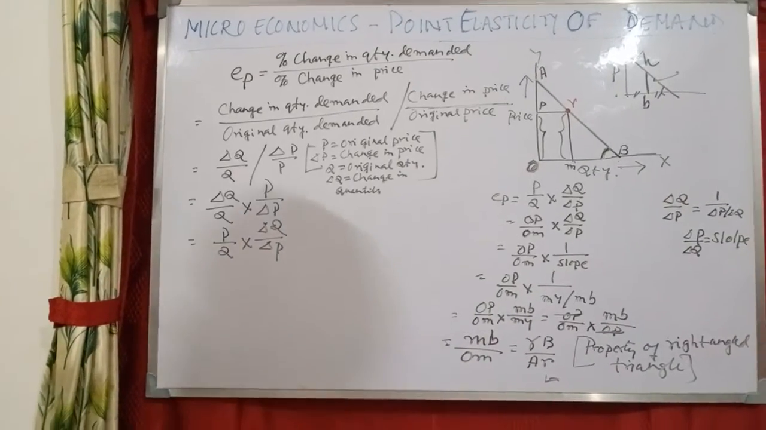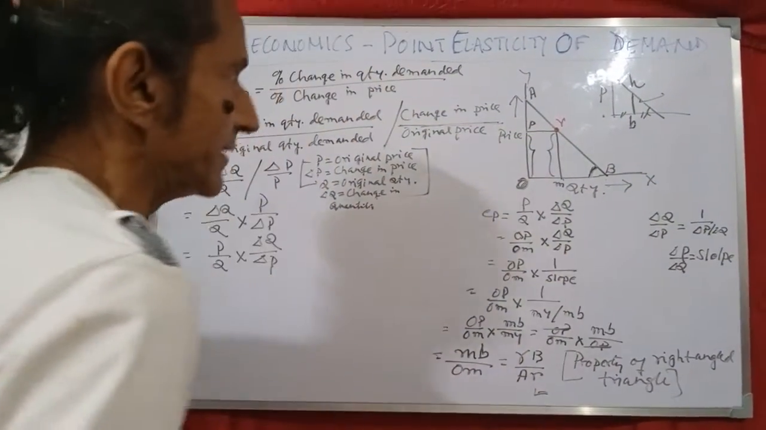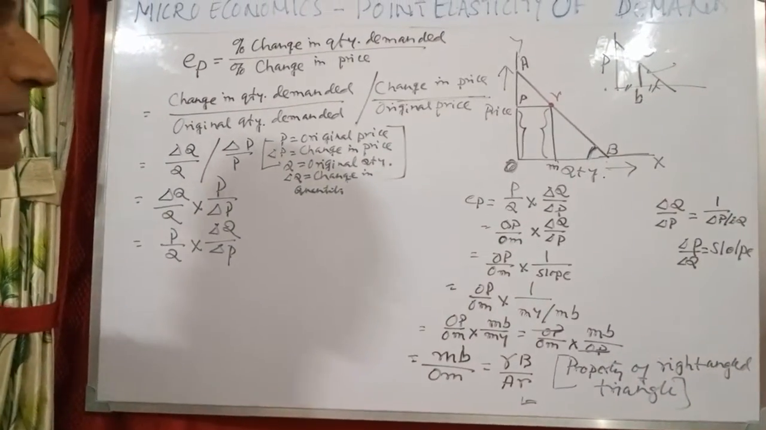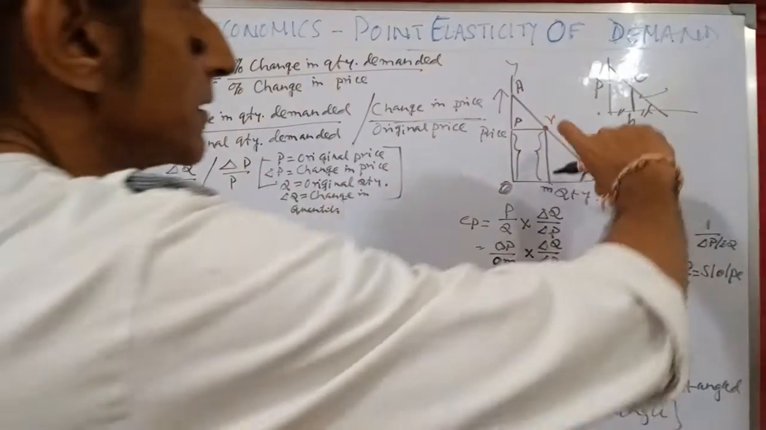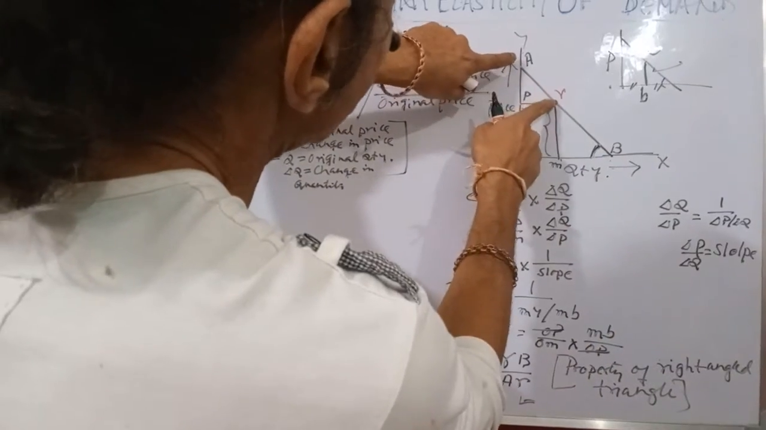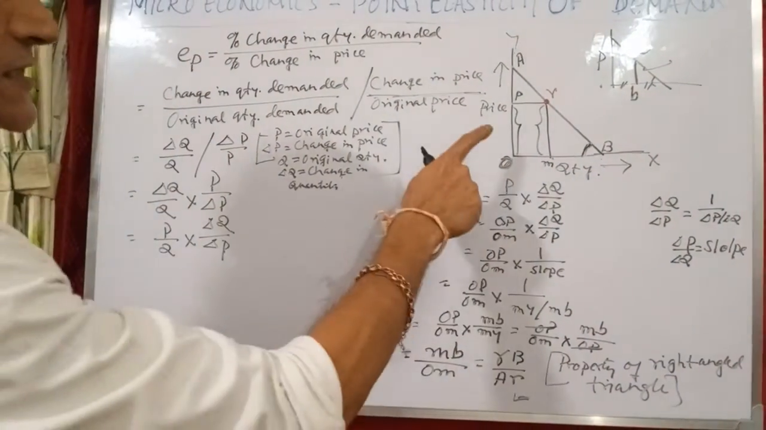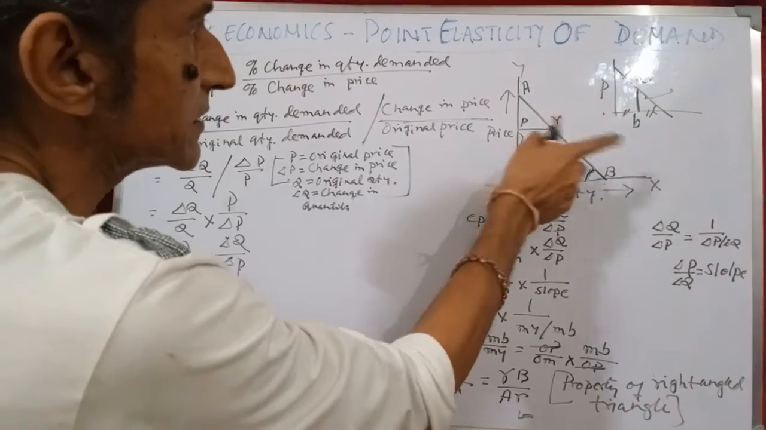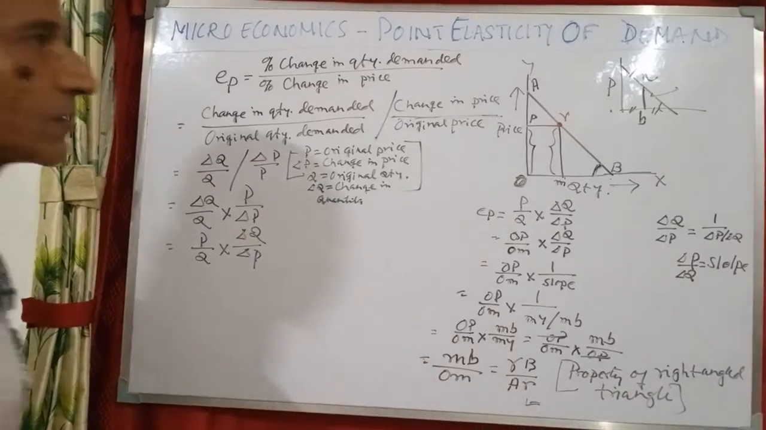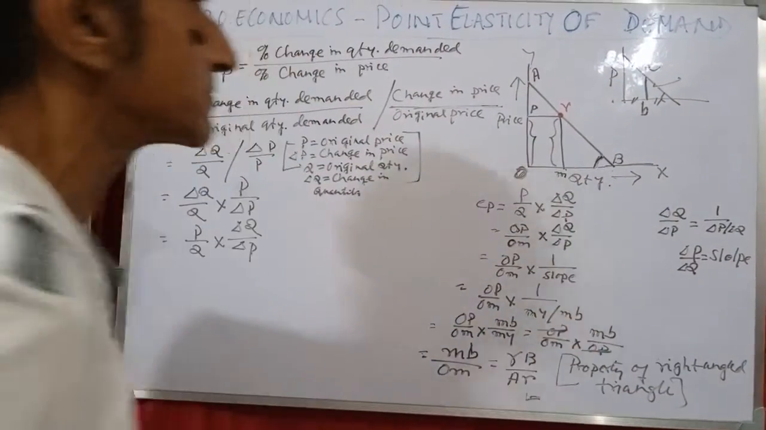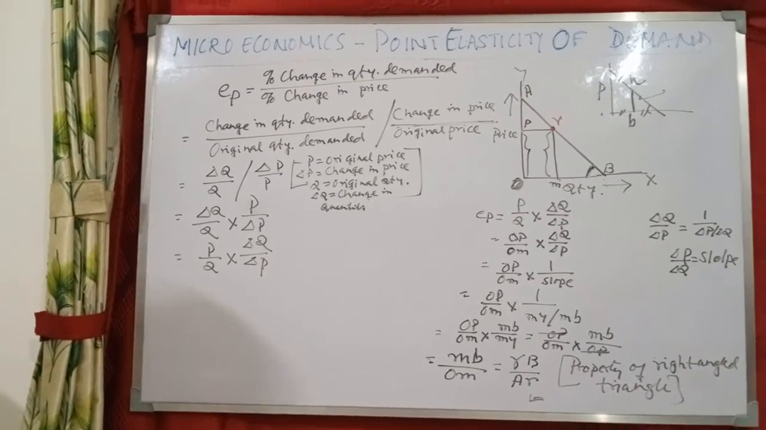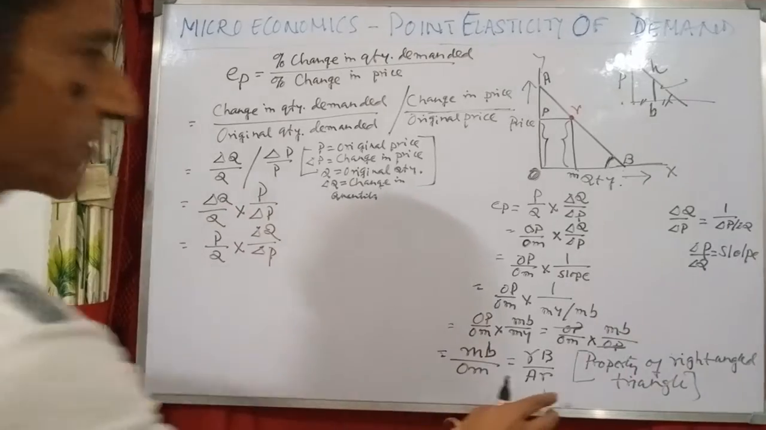So we can conclude that elasticity on a point of the demand curve is equal to the lower segment, because RB is the lower segment and AR is the upper segment. So the elasticity at point R is lower segment by upper segment, or for that matter, elasticity on any point of the demand curve is equal to the lower segment of the demand curve divided by the upper segment of the demand curve.